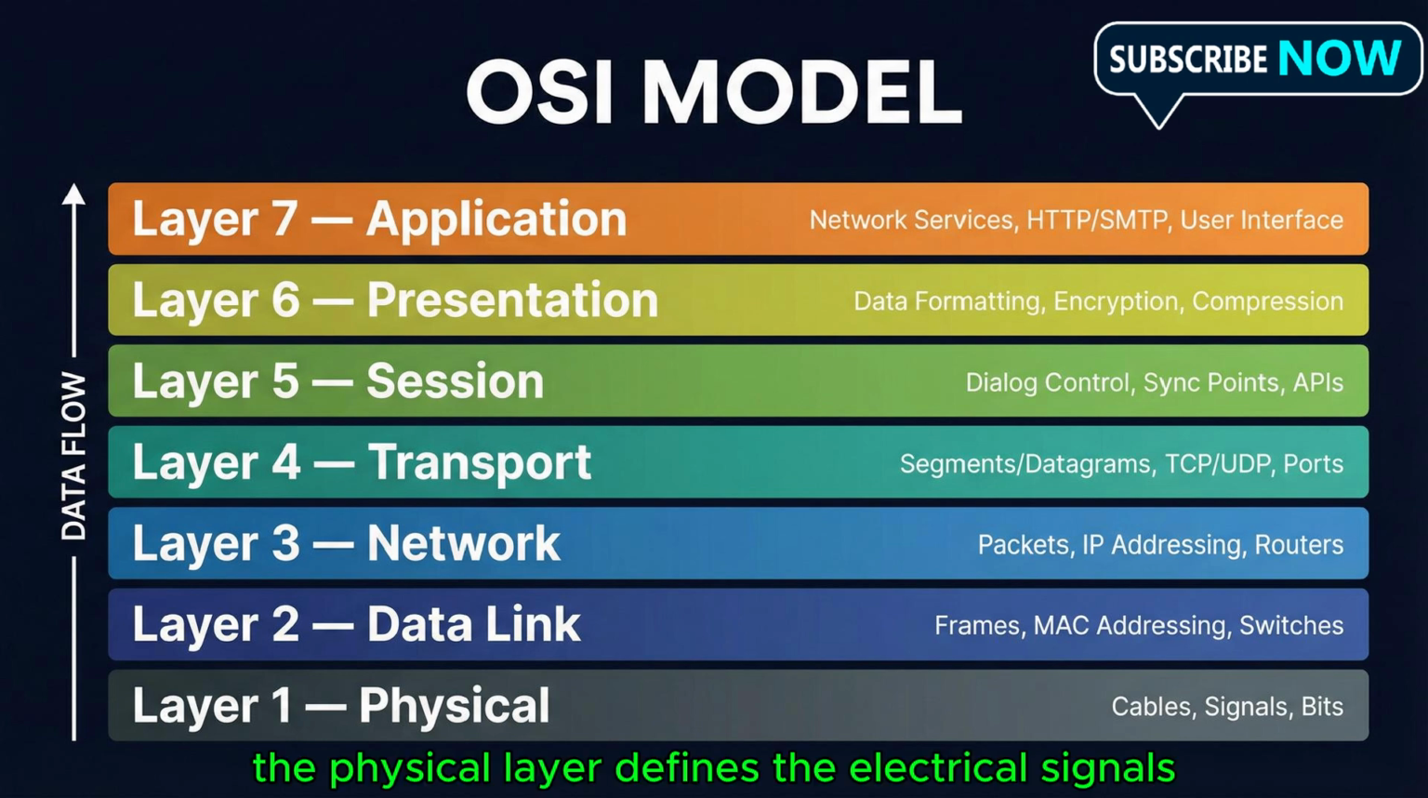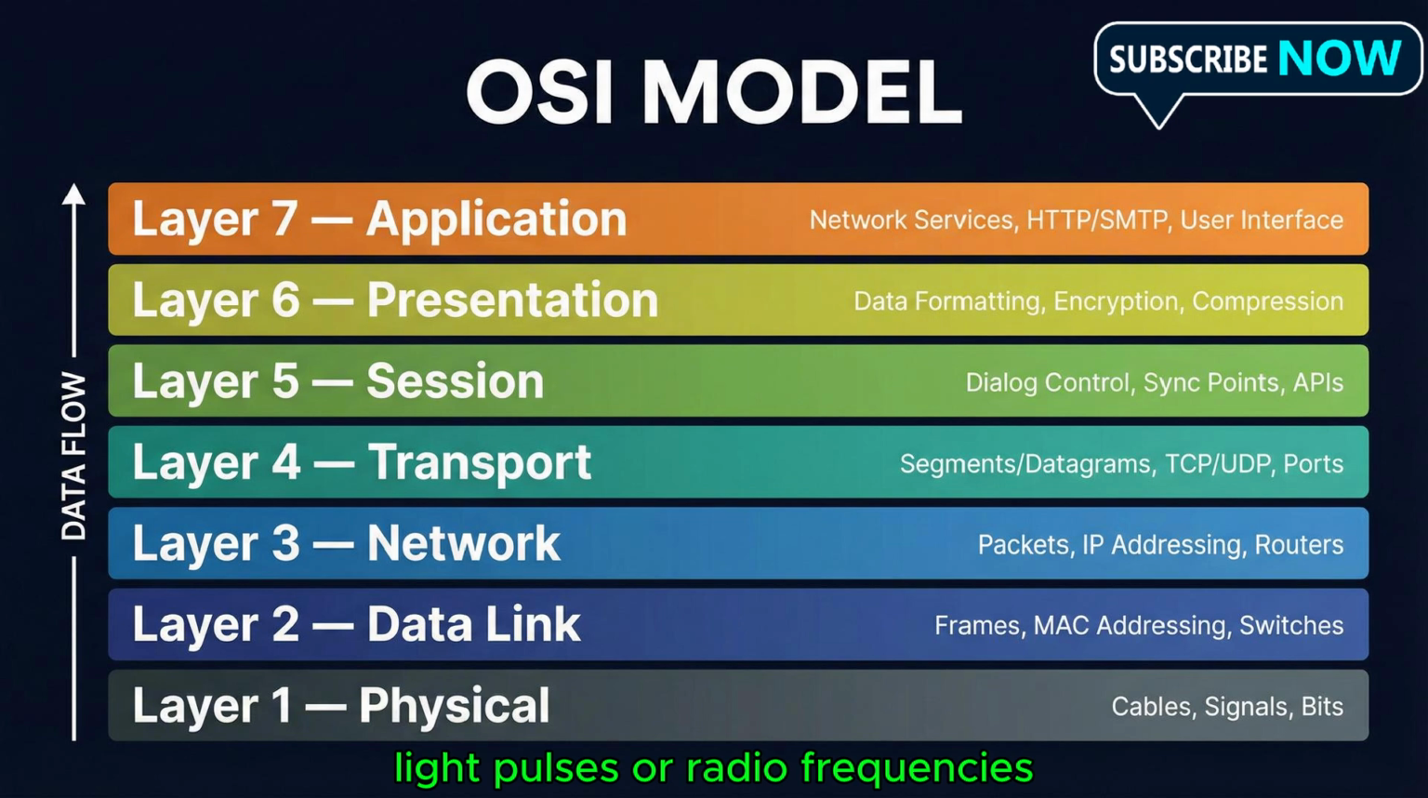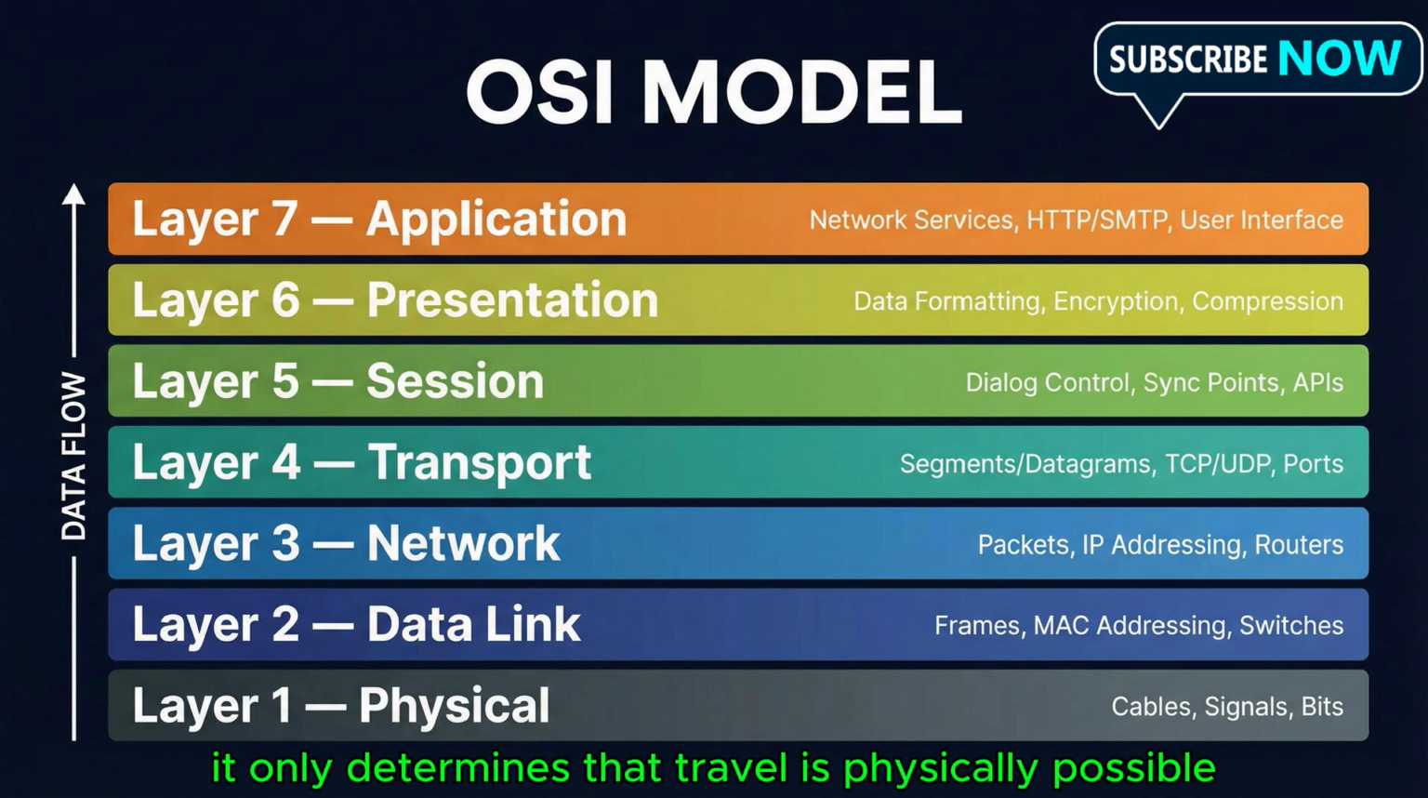The physical layer defines the electrical signals, light pulses, or radio frequencies used to represent that binary data. It also defines the physical characteristics of the connection: cable type, connector type, pin layout, and signal voltage. Think of layer 1 as a road. It does not determine what travels on it, it only determines that travel is physically possible.